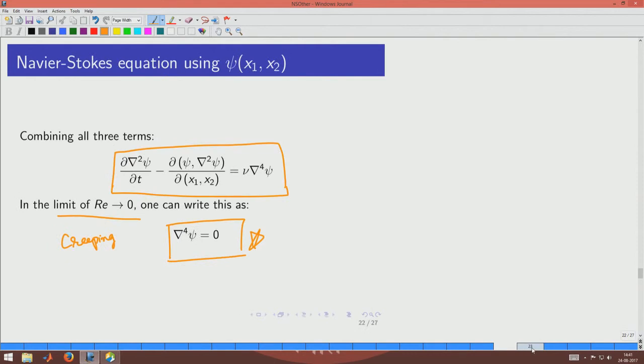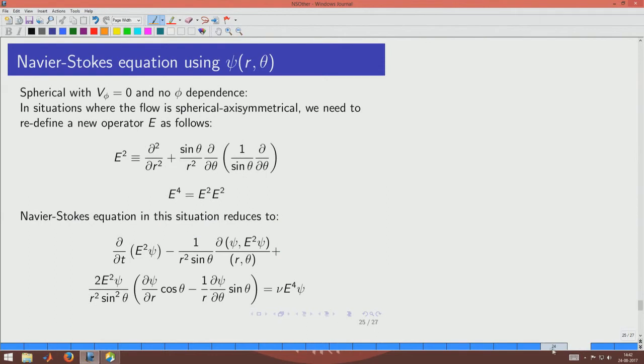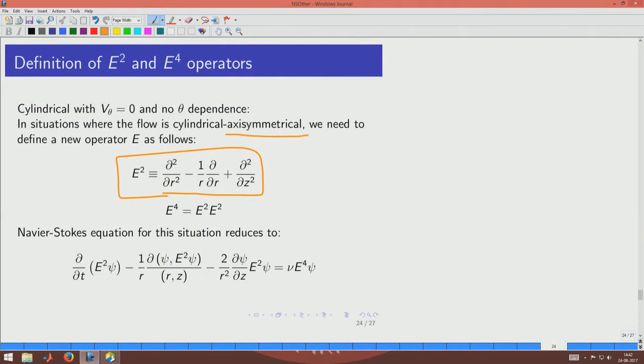So, we now need to give a new name for the operator we have at hand, and that is why we call it E square. This operator is then also used to define one more operator, E fourth, which is basically the E square operator on itself. So, you could see that this operator is basically the axisymmetric analog of the del square operator. And of course, E fourth is the same thing for del fourth.